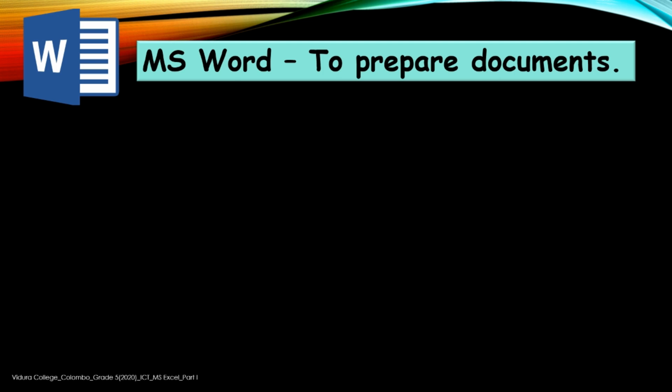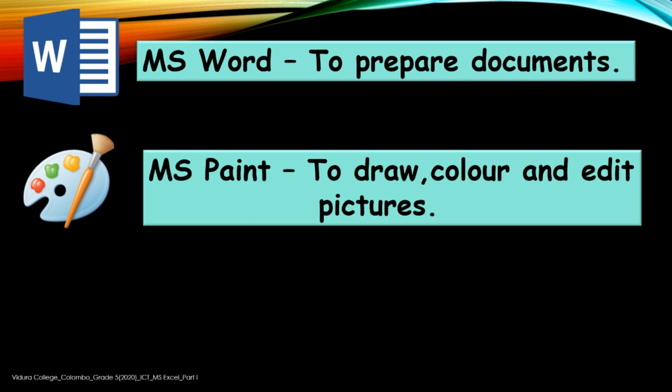Do you know what is the icon of this? This is the Microsoft Word icon. Microsoft Word. We use Microsoft Word to prepare documents. And the next one, this is Microsoft Paint. We use Microsoft Paint to draw, color and edit pictures.